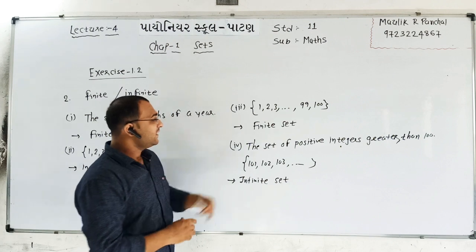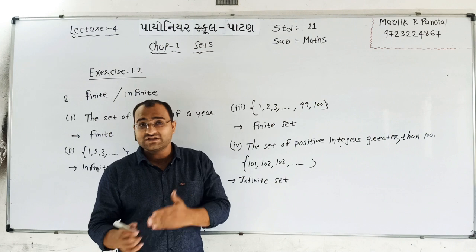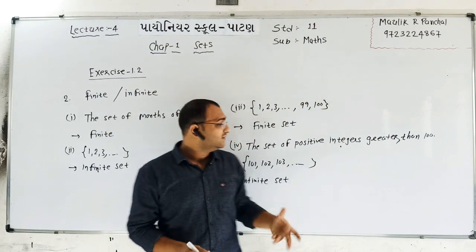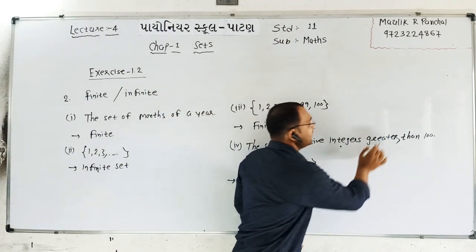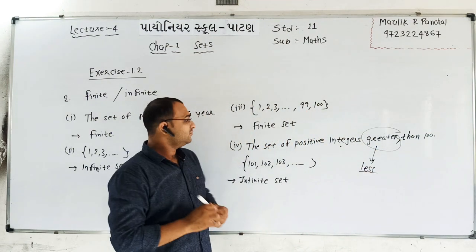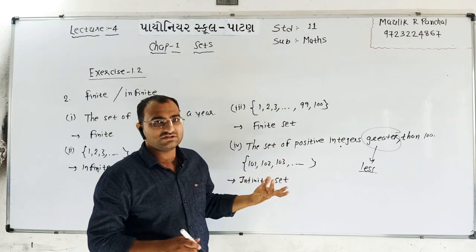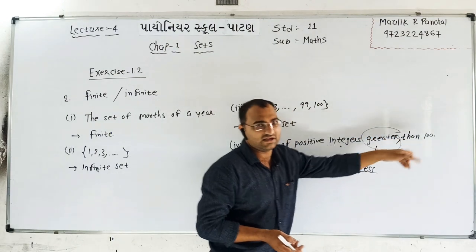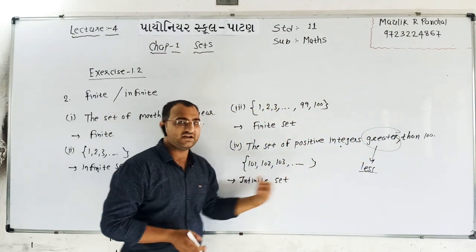If the question is the set of positive integers less than 100, that means 1 to 99, 1, 2, 3 up to 99, then this set has a definite number of members and is called a finite set. If here it is less than 100, then this set is a finite set. Here, greater than 100, this set is an infinite set.